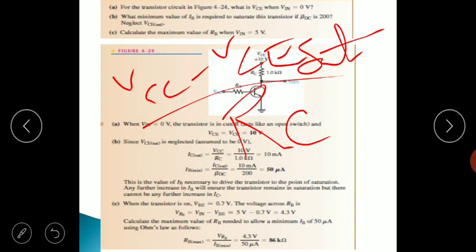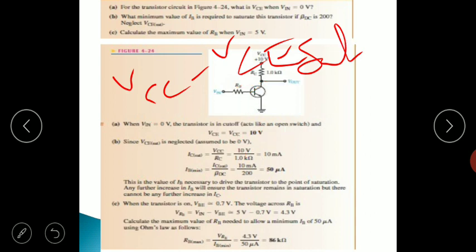So what is the value of VCE sat? VCE sat is not given, so we'll assume it as 0. So when VCE sat is 0, IC sat is equal to VCC by RC. VCC is how much? 10. RC is how much? 1 kilo ohm. So 10 by 1 kilo ohm is equal to 10 milliampere. So we get IC sat is equal to 10 milliampere.